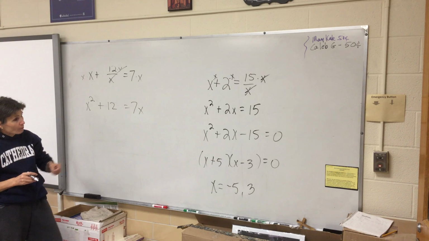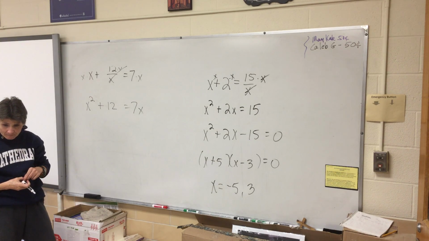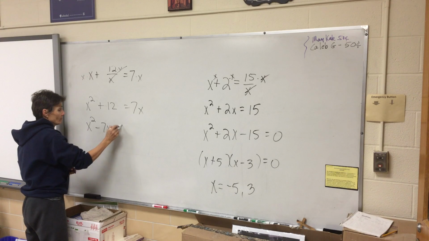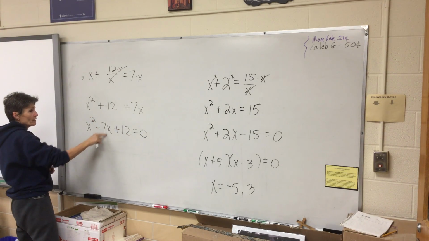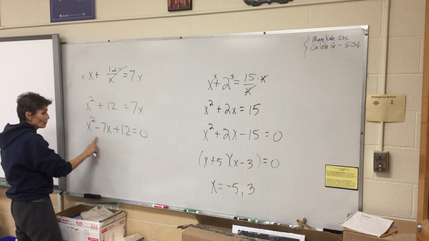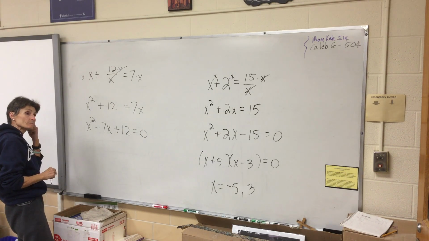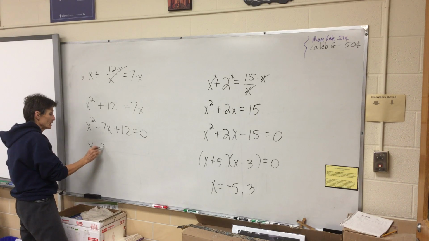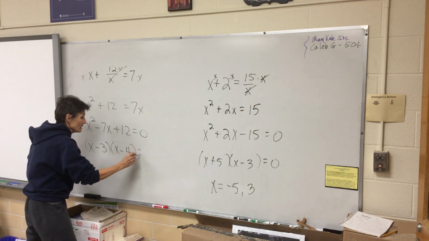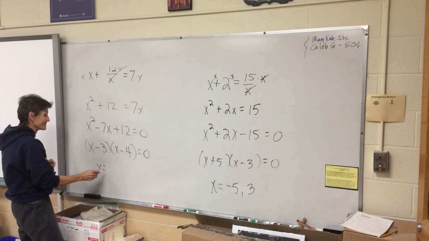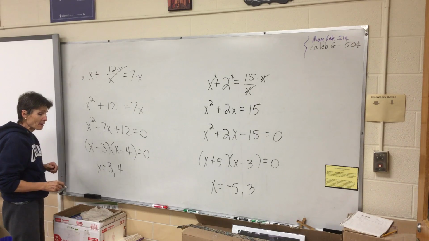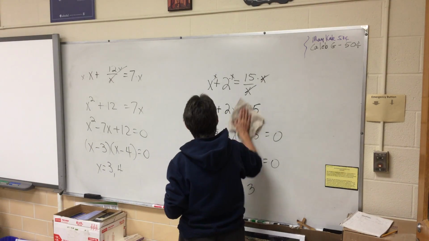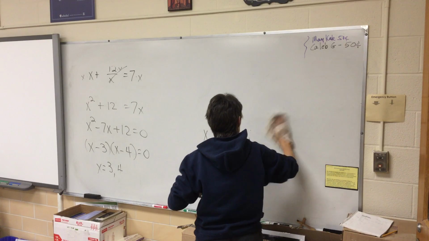Now, aren't we kind of like this problem over here? Isn't it the same idea? So we'll want to get it set equal to 0. And notice when I move this over, I put it in the middle. So this was in the right order. Does that one factor? Yeah, -3 and -4. Okay. Remember though, if it doesn't factor, or if you don't see how it factors, you can absolutely use the quadratic formula, because it's a quadratic equation. X squared, quadratic.